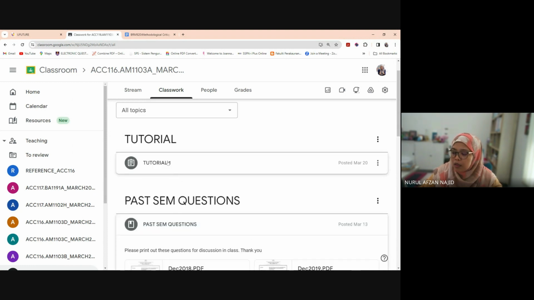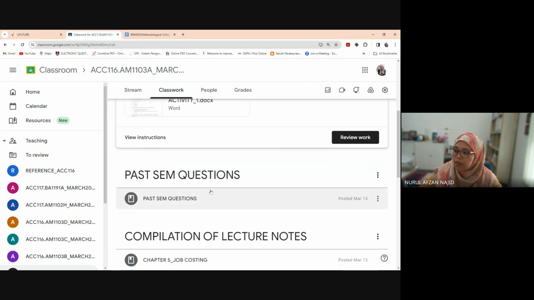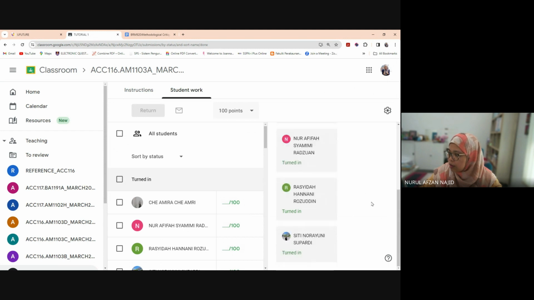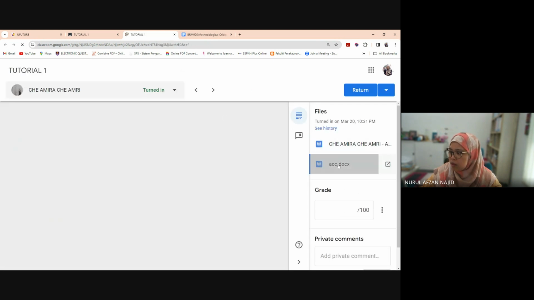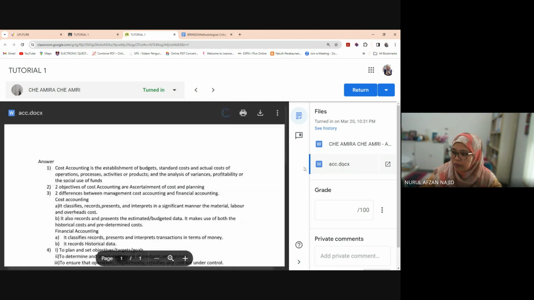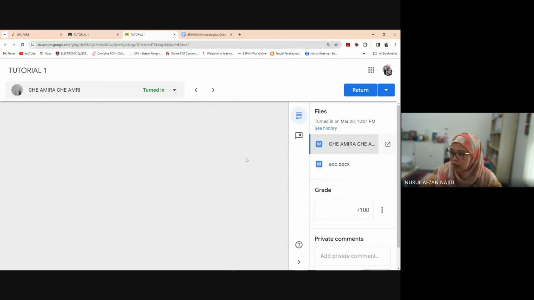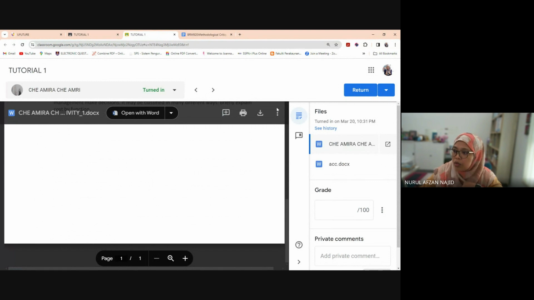And this tutorial you can answer for your tutorial class later. Some have already turned in, which means you have submitted. Have you submitted, Nafifah, Rashidah? Okay, good. If you have submitted, it means you have answered. The rest of you need to do it like this: attach your answer here, Amira. You should attach your answer here. The rest of you need to submit the activity in Google Classroom.